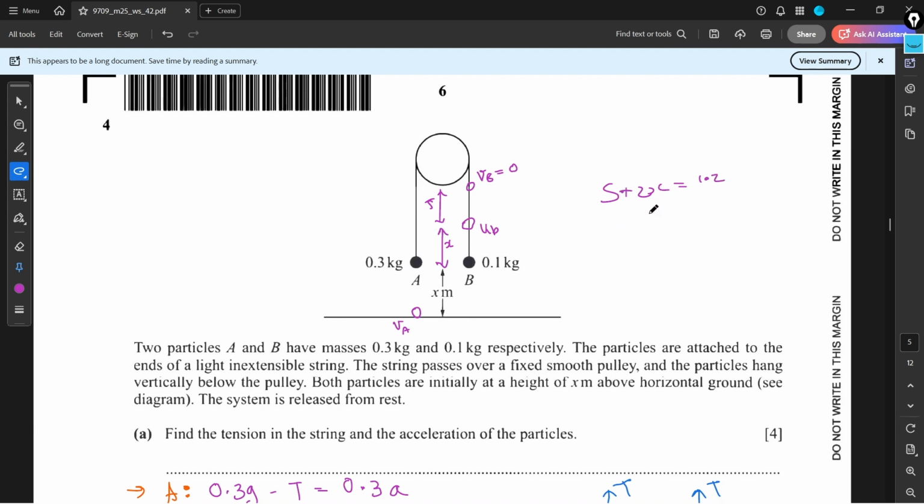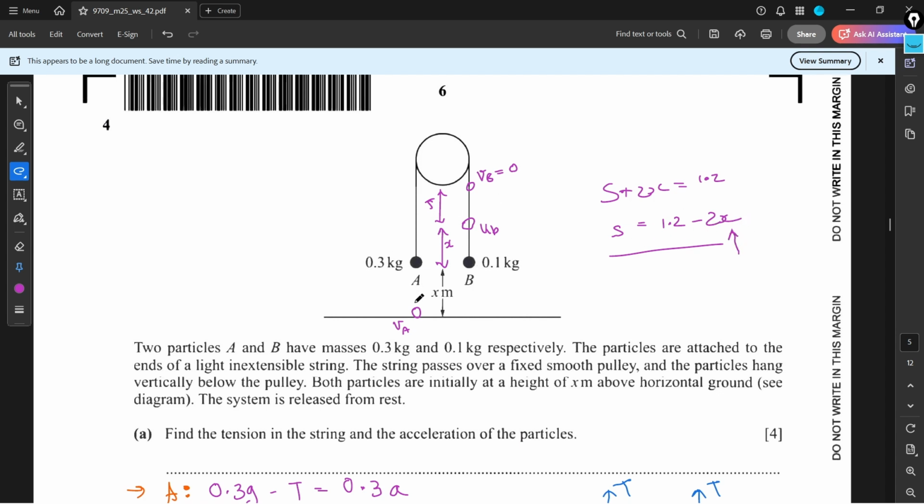And from here, s, the additional distance it's going to travel until this velocity becomes 0, is equal to 1.2 minus 2x. The reason I'm writing it here is that I'll be using it in the calculations. But I hope this part is clear, that this is the greatest height achieved by particle B. And using this information, we just need to find the value of x.